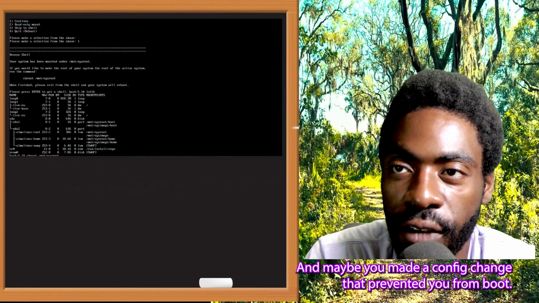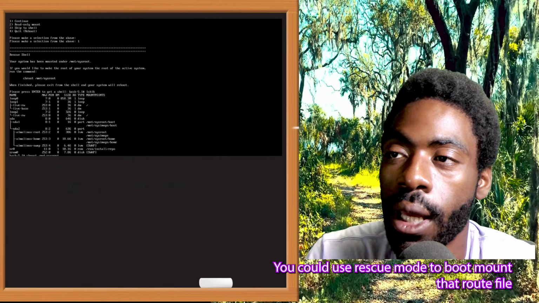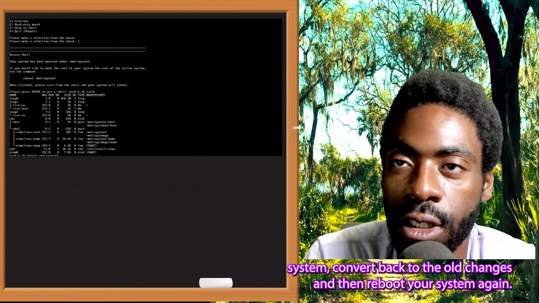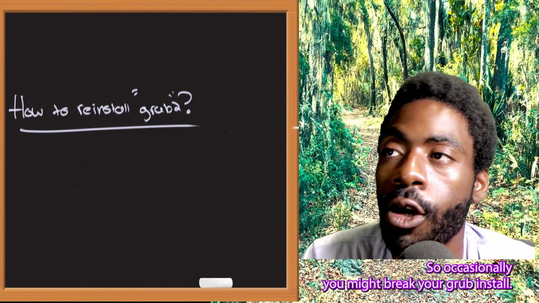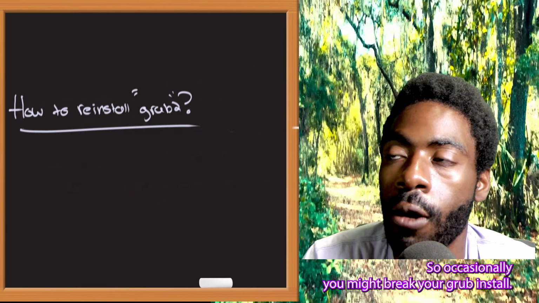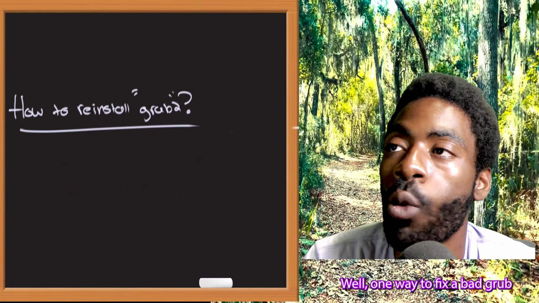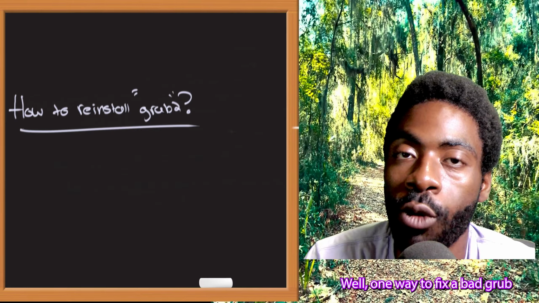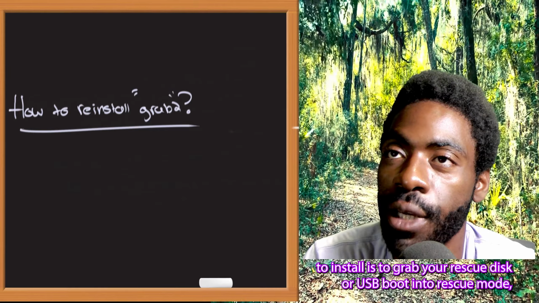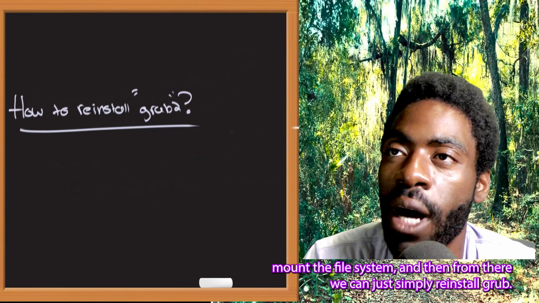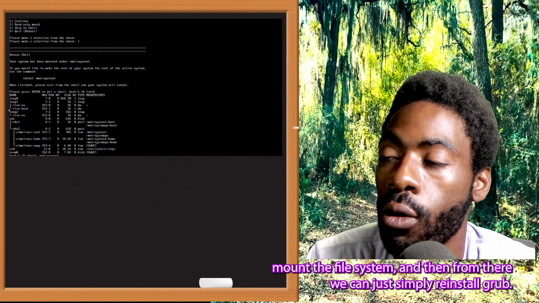And maybe you made a config change that prevented you from booting. You could use rescue mode to boot, mount that root file system, revert back to the old changes, and then reboot your system again. So occasionally you might break your GRUB install. Maybe you had a bad update, maybe you messed up a config file. Well, one way to fix a bad GRUB 2 install is to grab your rescue disk or USB, boot into rescue mode, mount the file system, and then from there we can just simply reinstall GRUB.